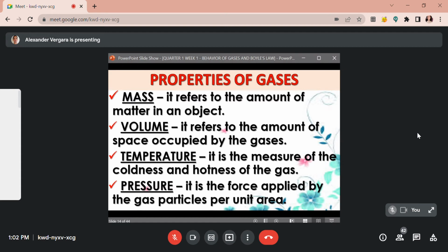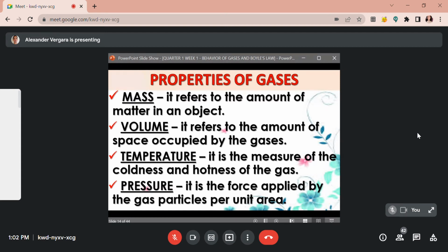When we say volume, it refers to the amount of space occupied by the gases. When we say temperature, it is the measure of the coldness and hotness of the gas. Temperature can be measured using degree Celsius, degree Fahrenheit, and Kelvin. In the gas laws, the ones used are Kelvin and degree Celsius. That's why you should know how to convert degree Celsius to Kelvin or vice versa. Pressure is the force applied by the gas particles per unit area.